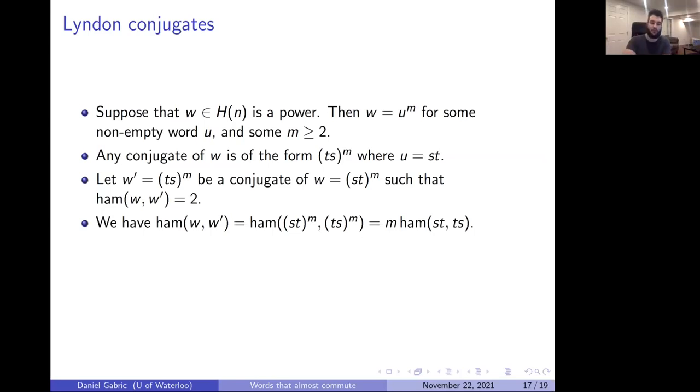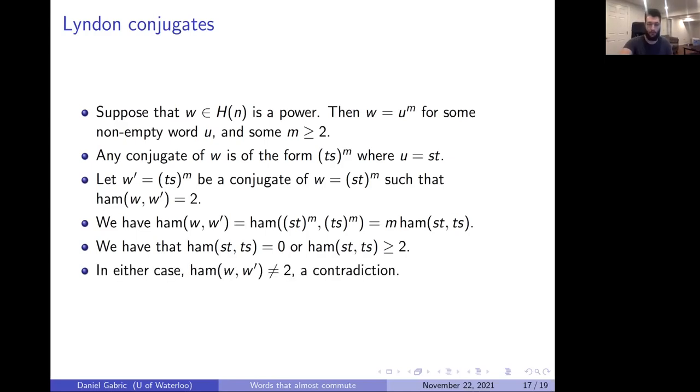So the Hamming distance between w and w prime is then just m times the Hamming distance of st and ts. But we know that the Hamming distance between st and ts can either be 0 or greater than or equal to 2. It can't be 1. So what does this imply? Well, if it's 0, then the Hamming distance between w and w prime is 0, since m times 0 is 0. If it's greater than or equal to 2, then the Hamming distance between w and w prime is greater than or equal to 4, since m is greater than or equal to 2. In either case, the Hamming distance isn't equal to 2, and that's a contradiction.